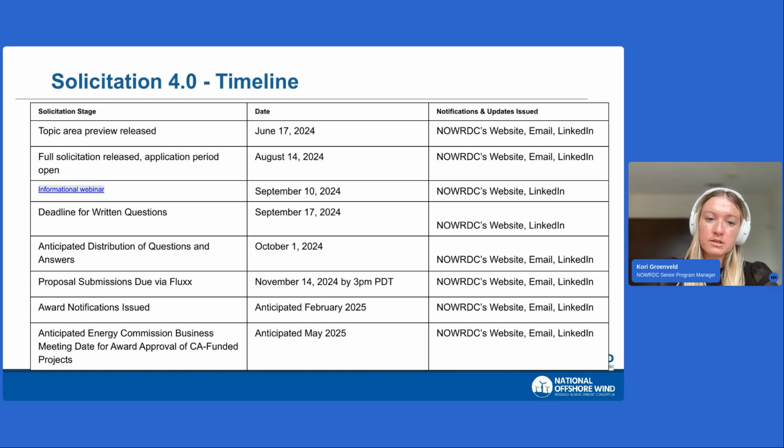Then, November 14th by 3 p.m. Pacific, proposal submissions are due in Flux. We really encourage you to submit your proposal early just to ensure that there's no technical difficulties and you miss the deadline. Then we anticipate issuing award notifications in February of 2025. And then following that, we will have an Energy Commission business meeting date for award approval of California funded projects.